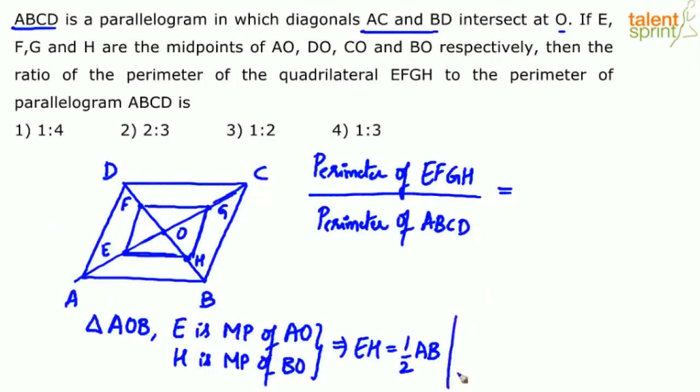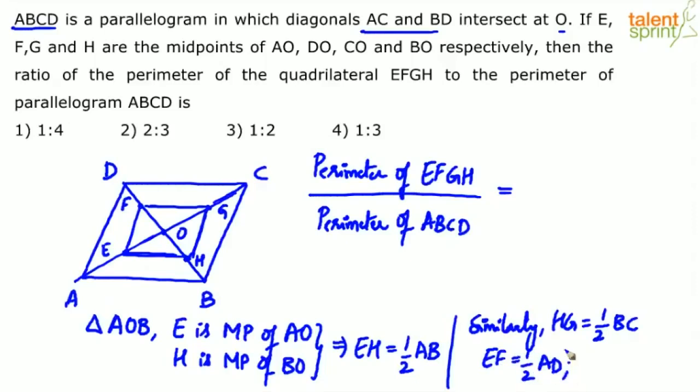Are you able to follow? Similarly, for the other sides, we can say HG equals half of BC, EF is half of AD, and FG equals half of CD.